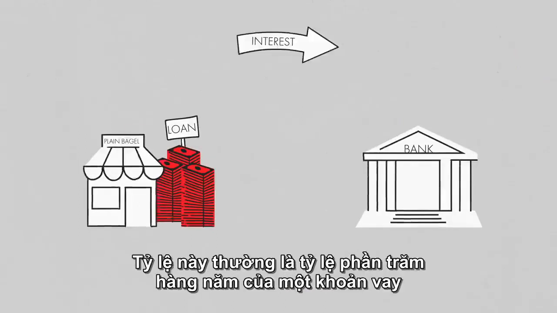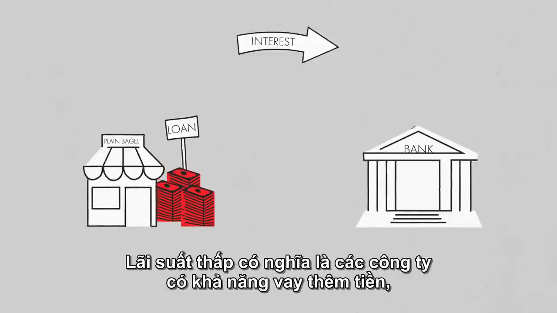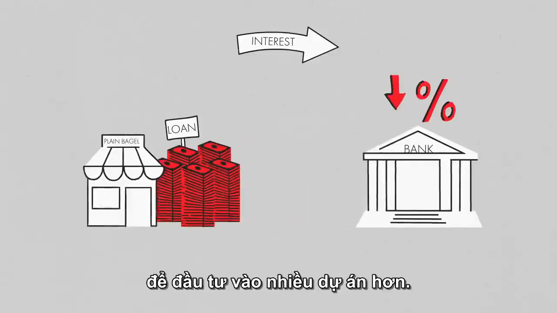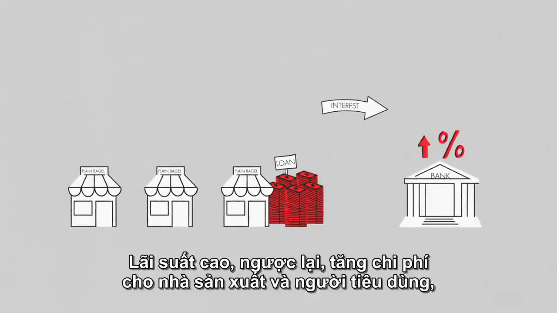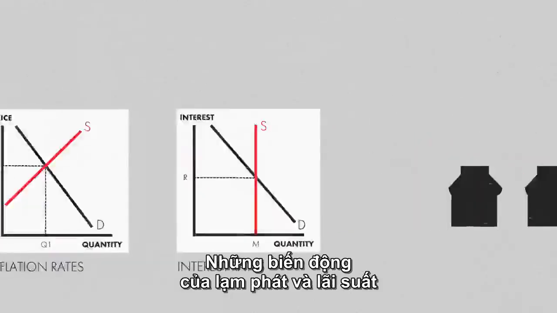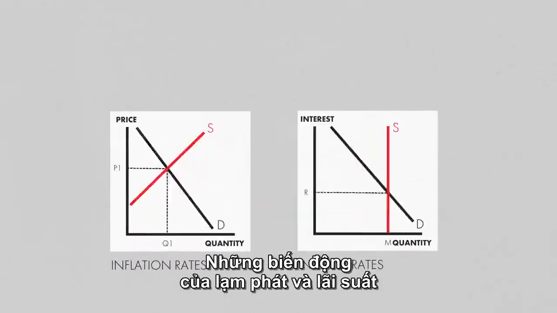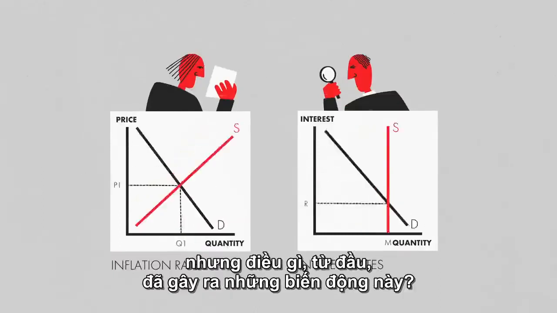Interest rates, meanwhile, reflect the cost of taking on debt for individuals and companies. The rate is typically an annual percentage of a loan that borrowers pay to their creditors until the loan is repaid. Low interest rates mean that companies can afford to borrow more money, which they can use to invest in more projects. High interest rates, meanwhile, increase costs for producers and consumers, slowing economic activity. Fluctuations in inflation and interest rates can give us insight into the health of the economy. But what causes these fluctuations in the first place?